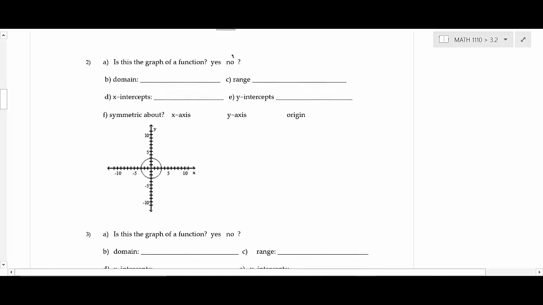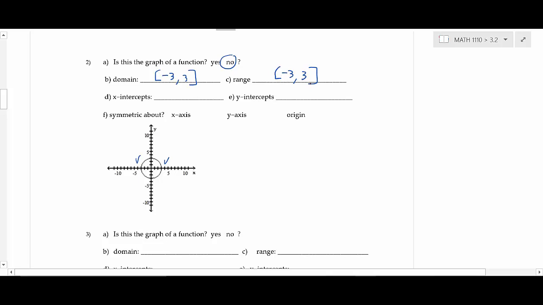Would you consider that a function? No. How come? The vertical line test fails, and you've got a circle on that, so a circle's not a function. Okay, now we're going to go ahead and do domain and range. What's the domain in interval notation? -3 to 3. These are going from there to there, so it looks like your domain is -3 to 3. What's the range? What are the y values ranging from? -3 to 3 again.